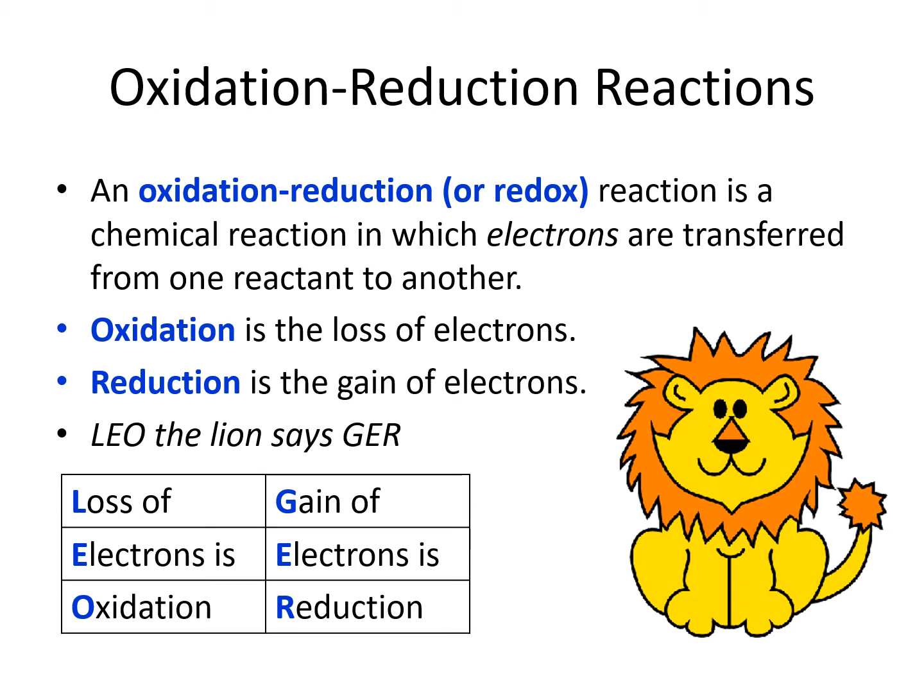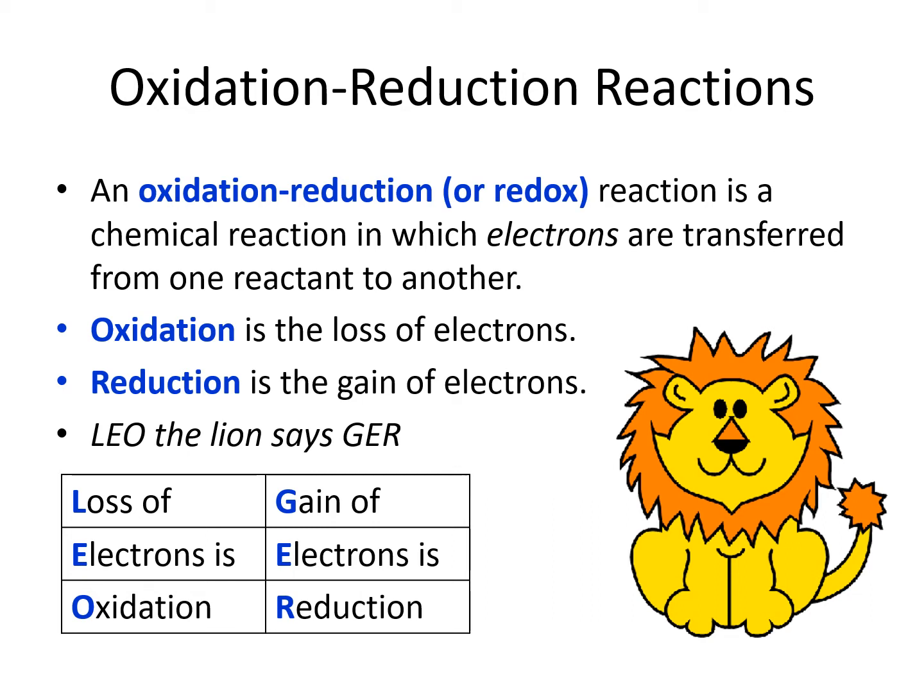Our third type of reaction is going to be oxidation-reduction reactions. Another name for this is redox. The RED comes from reduction, and the OX comes from oxidation. Redox reactions are going to be reactions in which electrons are transferred from one reactant to another. They're essentially jumping from one chemical to another chemical.